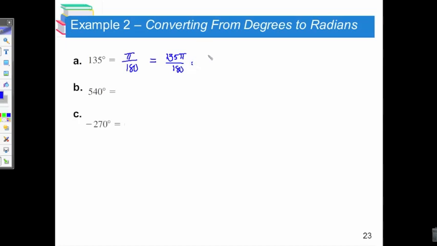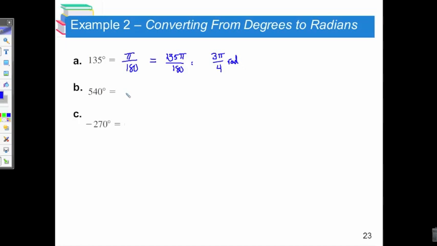What number can divide both 135 and 180? And it happens that 45 goes into both of these. On the top, that simplifies to a 3 pi. And on the bottom, that simplifies to a 4. So 3 pi over 4 radians is what I'm looking at.